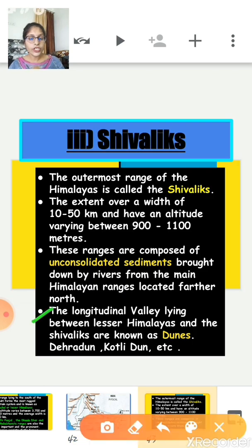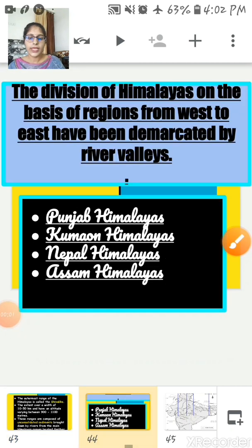So the longitudinal valleys lying between the Lesser Himalaya, that means the Himachal, and the Shivalik are known as Doons, right? Dehradun and Kotli Doon are the important Doons located in this range.